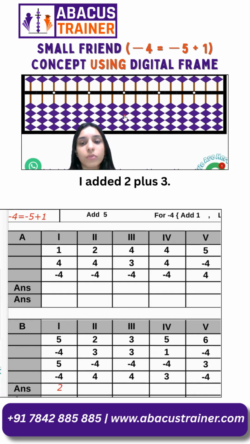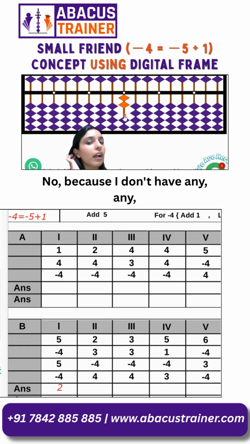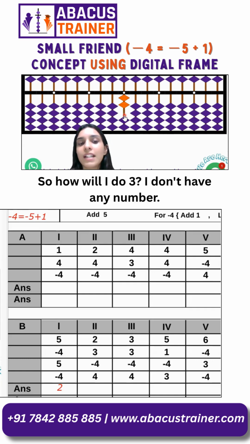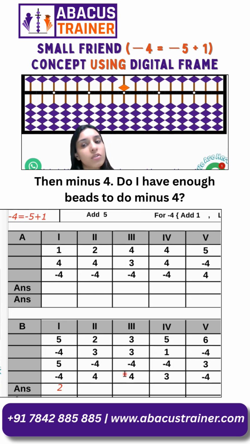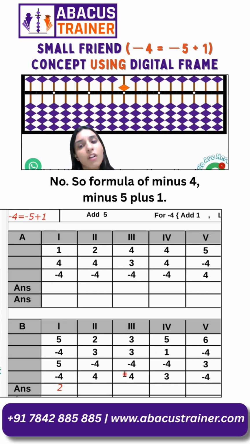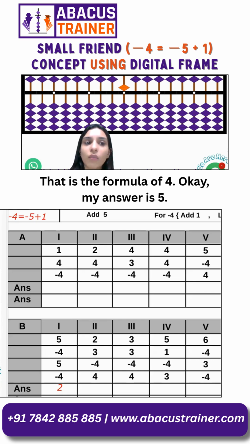2. Added 2 plus 3. Do I have enough beats to do plus 3? No, because I don't have enough beats. So how will I do 3? I don't have any number. So formula of 3 plus 5 minus 2. Then minus 4. Do I have enough beats to do minus 4? No. So formula of minus 4 minus 5 plus 1. Then plus 4. No beats to do plus 4. So plus 5 minus 1. That is the formula of 4. Okay. My answer is 5.